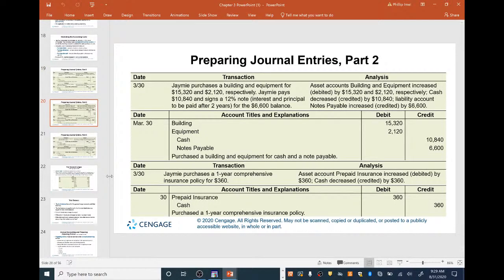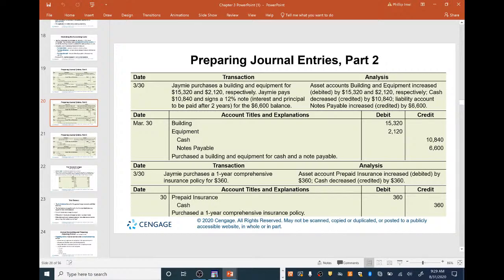Let's look at some more transactions. On March 30th, Jamie purchases a building and equipment for $15,320 and $2,120 respectively. When you see respectively, I'm sure everyone knows its meaning. They listed building and equipment first, so the building is going to be the first price and equipment is going to be the next price. That's what respectively means. When they list the assets and then the amounts after, and then put respectively, you go in the order in which they're listed. Building is first, that's why it's this amount. Equipment's next, that's why it's that amount.